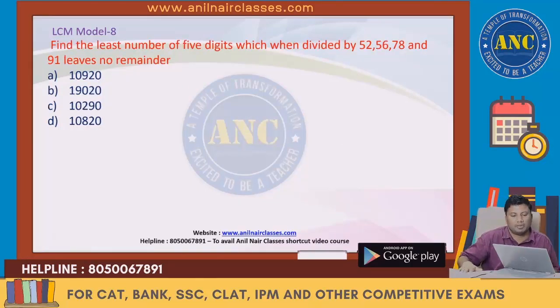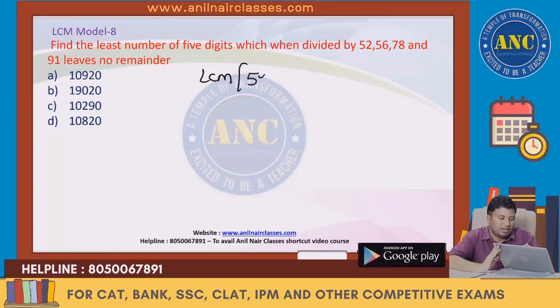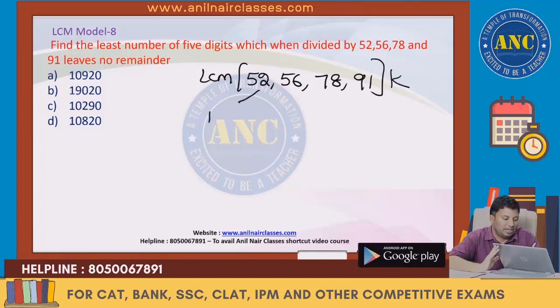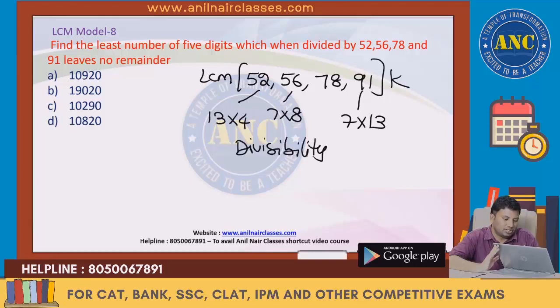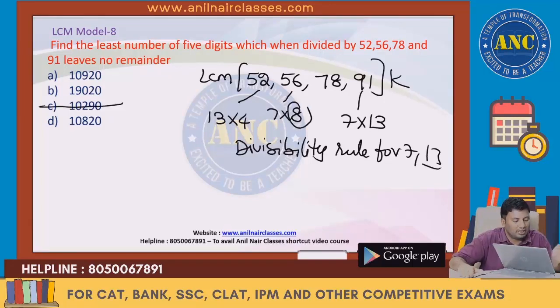Find the least number of 5 digits which, when divided by the LCM of 52, 56, 78 and 91, gives no remainder. I have to find it out. 52 is 13 into 4. 91 is 7 into 13. Here also 7 into 8. I will use the divisibility rule of 713. Of course, 8 is divisible by 4. Answer should be divisible by 4.